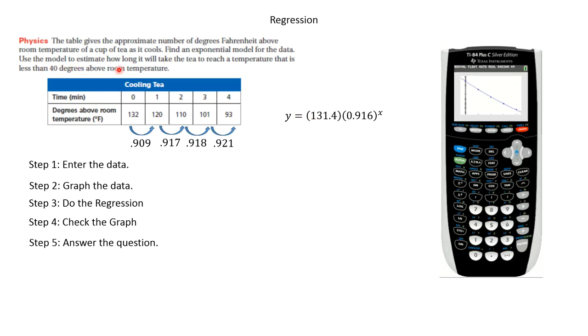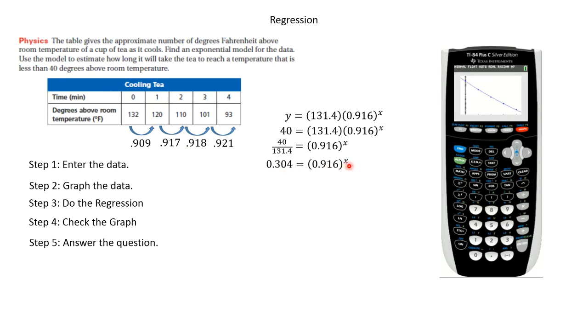Now use the model to estimate how long it will take the tea to reach a temperature that is less than 40 degrees above room temperature. So, degrees above room temperature is y, so we need to plug 40 in for y. And now we just need to solve. We've been doing this for the past week. We're going to divide by this number. And 40 divided by 131.4 is just a number. It's about 0.304. I'm leaving that in my calculator.